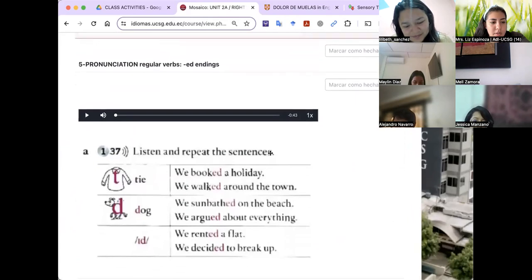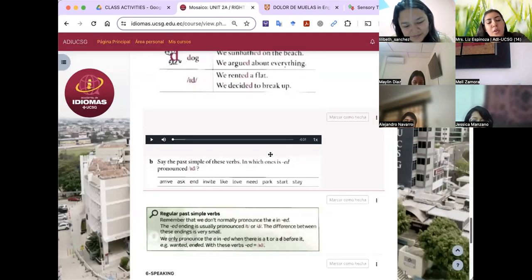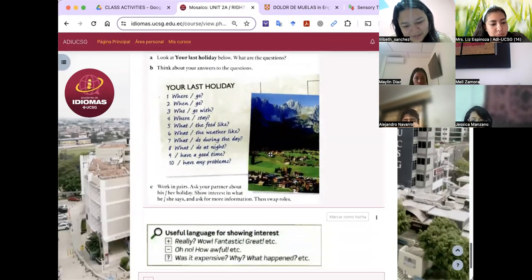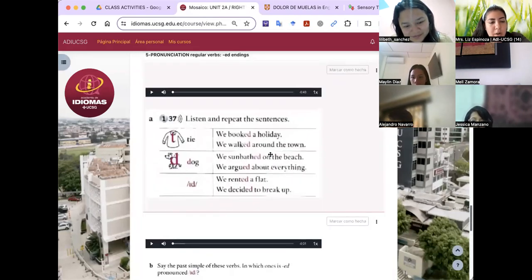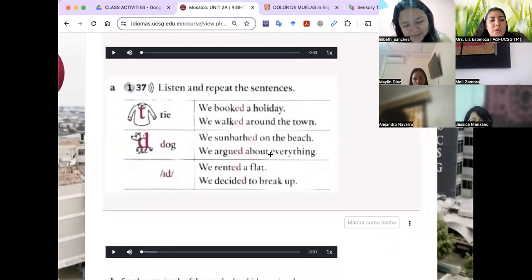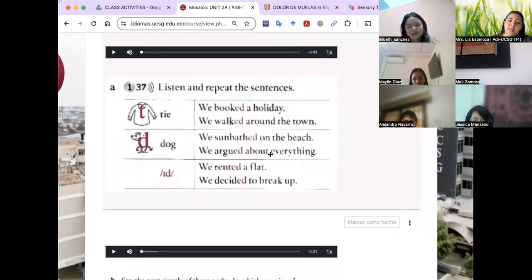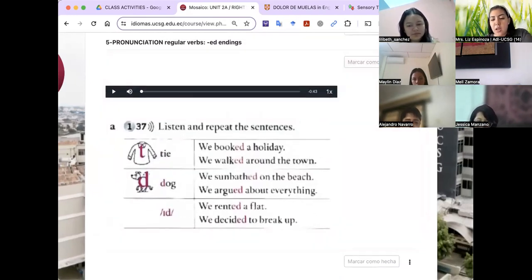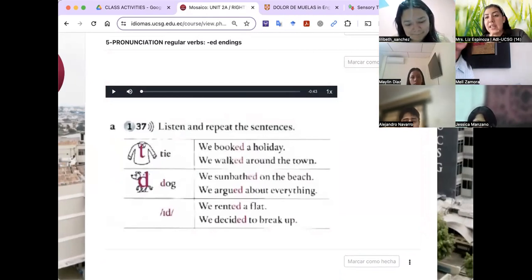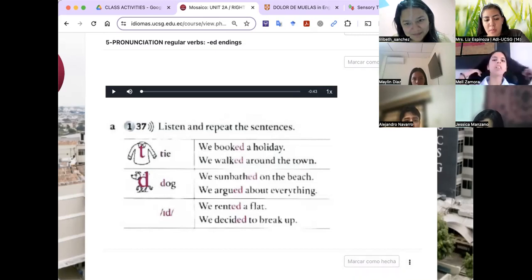Okay, we're going to skip this because I want to go to the pronunciation activity. Okay, wait a minute. There we are. So here it says, listen and repeat the sentences. Of course, you're not going to turn on the microphones and repeat, but I need to see your cameras with yourself reading like this and repeating the sentences, okay? So let's see.